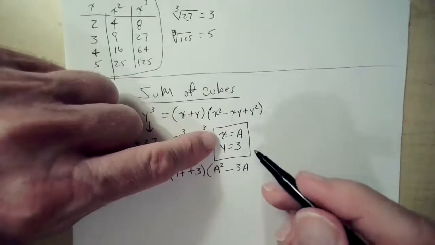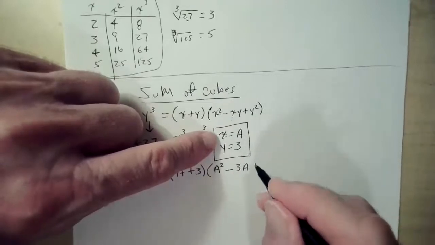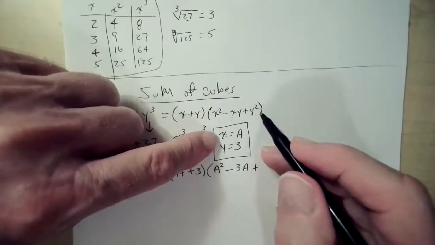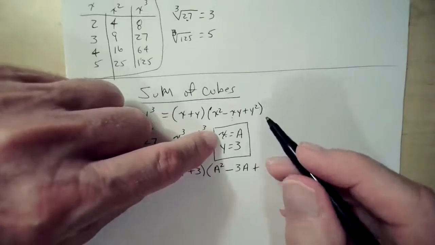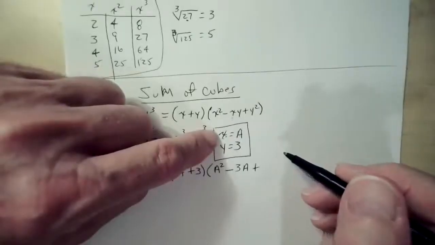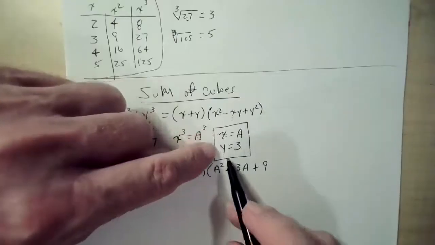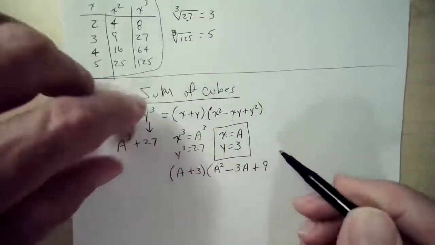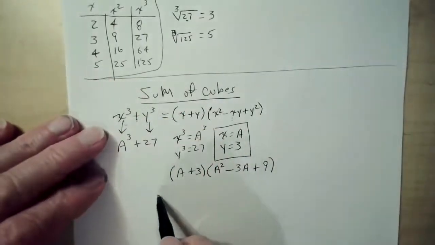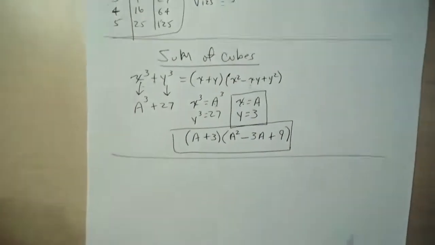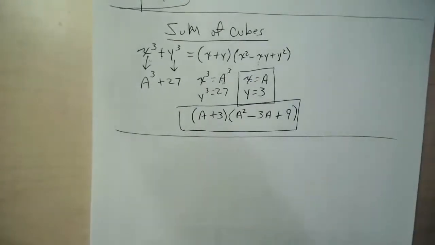So a squared minus xy, 3a, or a3, but we typically write it like this, plus, and what is our y squared? 9. Excellent. Plus 9, because the formula says y squared. y is 3, so y squared is 9. See, that's really not so bad, is it?